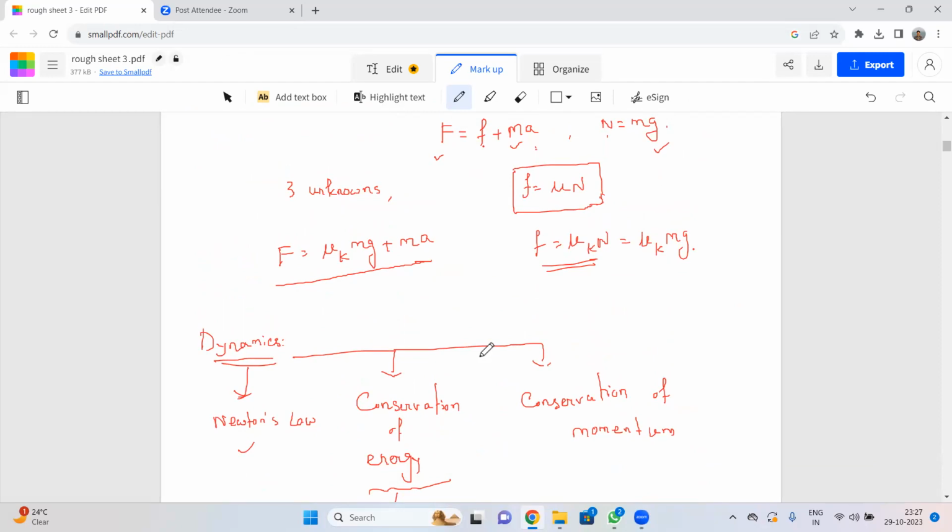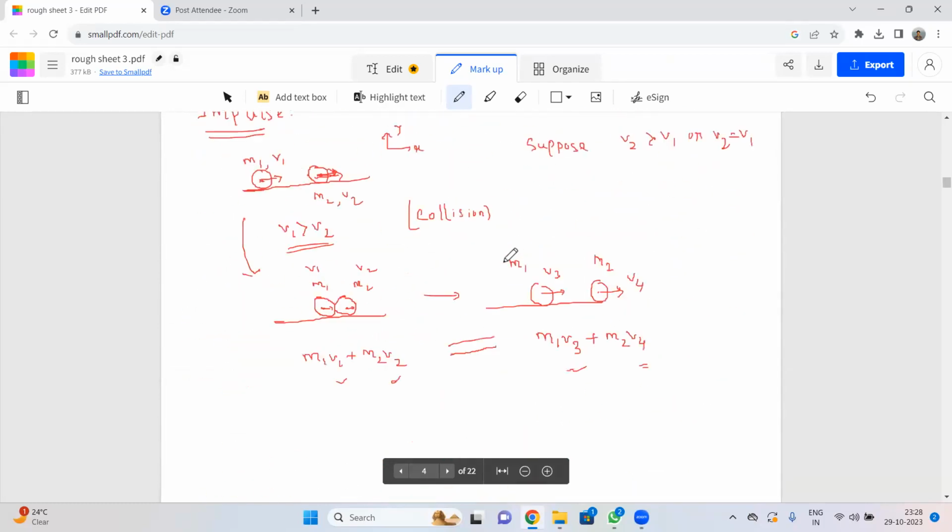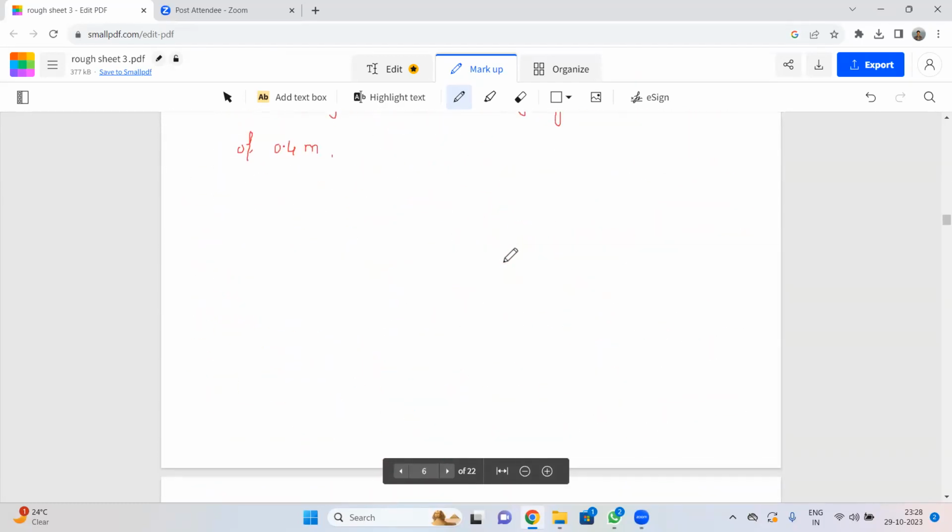Are angular things there in your syllabus or not? Angular displacement, angular velocity, angular acceleration. Is that there? I think it might be there. It is not written here, but it may be possible. If it is there in your syllabus, then it's fine. Otherwise, we don't need to discuss those things. Actually, that is not a very difficult thing.